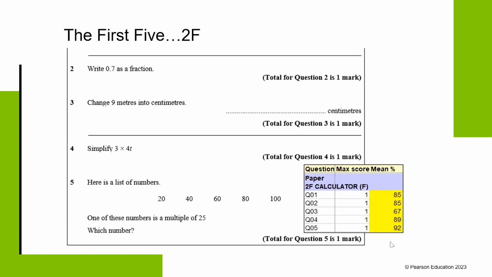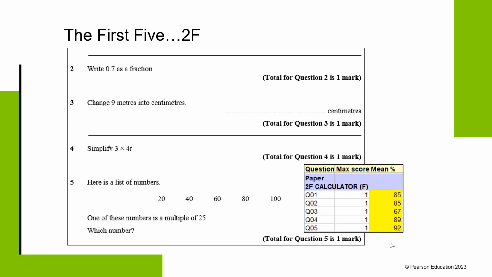Question 1 was obviously 85% of students getting that right. I'm sure we can predict the common errors there, maybe just not rounding to the nearest 100, maybe rounding to the nearest 10 or the nearest 1,000, for example. Question 2, another accessible question, again 85% success rate.